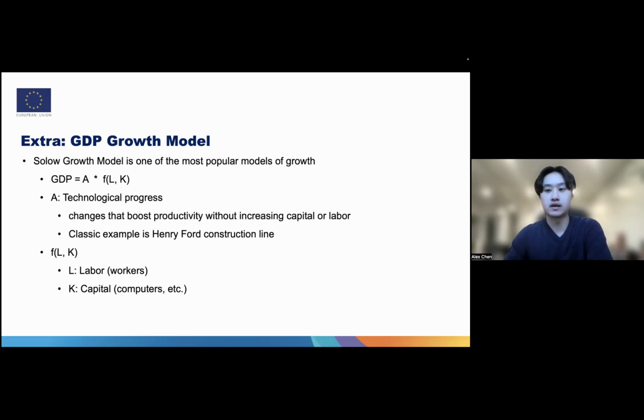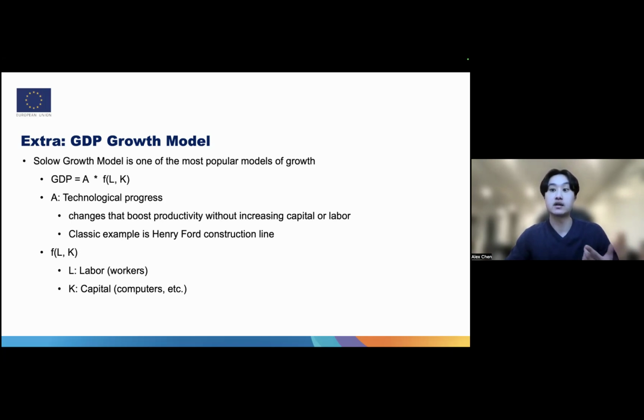And so something that you're not expected to talk about in your presentations at all, but I think it's just helpful to understand, maybe it helps something click, is that the most common model that's used in economics class is the Solow growth model. And so you'll see GDP is equal to A times F of L and K. And so F of L and K just means function of labor and capital.